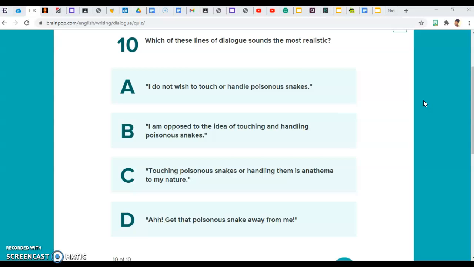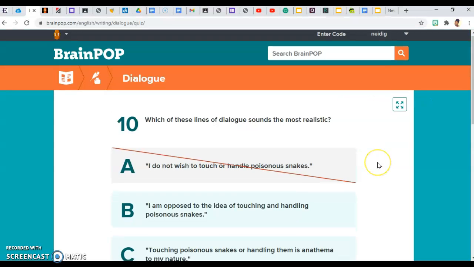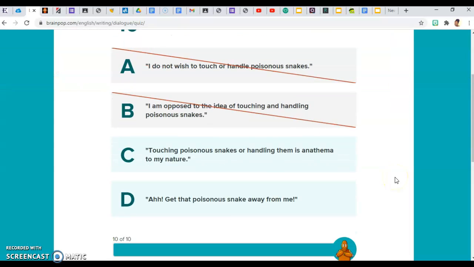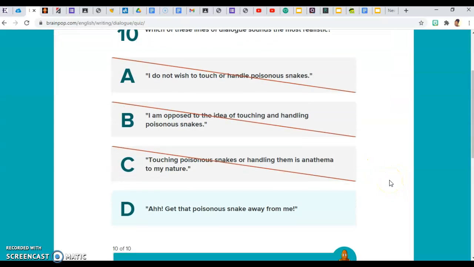Number 10. Which of these lines of dialogue sounds the most realistic? A. I do not wish to touch or handle poisonous snakes. B. I am opposed to the idea of touching and handling poisonous snakes. C. Touching poisonous snakes or handling them is anathema to my nature. Or D. Ah, get that poisonous snake away from me. Which one would someone actually say? Starting at A. Nope. B. No. C. No. That means our correct answer is D.